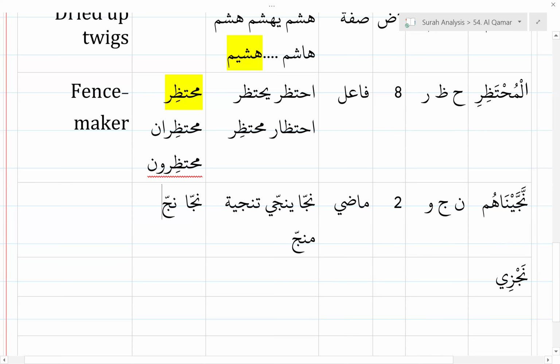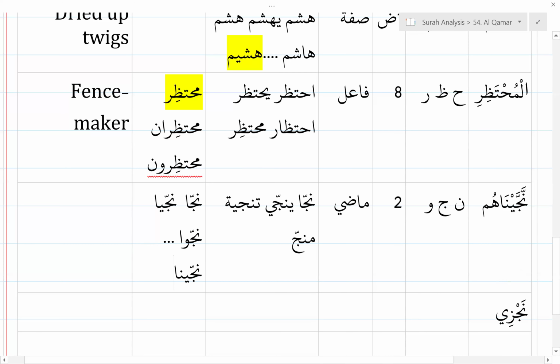نجا نجيا نجوا. نجيت نجيتما نجيتم. So it continues, all the way to the nahnu version, نجينا, which would be najjayna. So نحن نجينا. أنت نجيت. أنتما نجيتما. أنتم نجيتم. All the way to نحن نجينا. And that's where it is. نجينا, that is to save. We saved them.